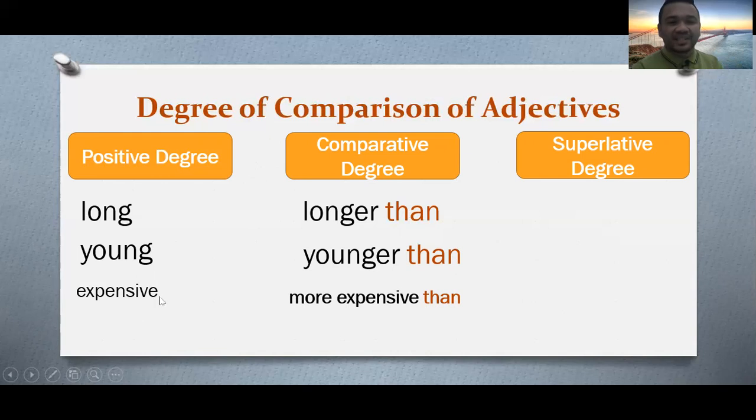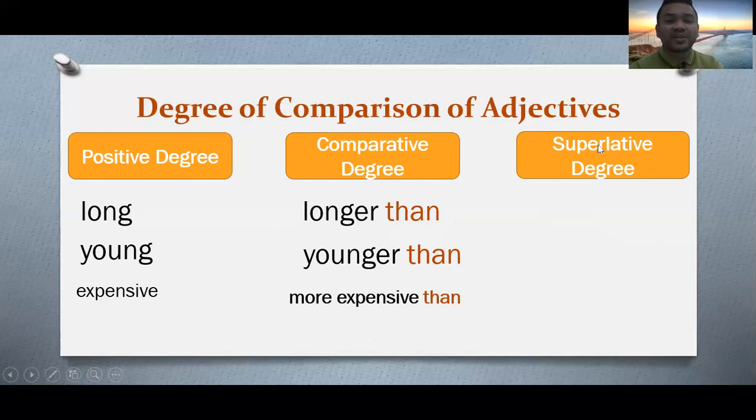Look at expensive. Expensive. Three syllables. Now, if the adjective has two or more syllables, we have to put more before the adjective. Again, if the adjective has two or more syllables, we have to add more before the adjective. And of course, don't forget to add than. That's easy. Now, let's go to superlative.